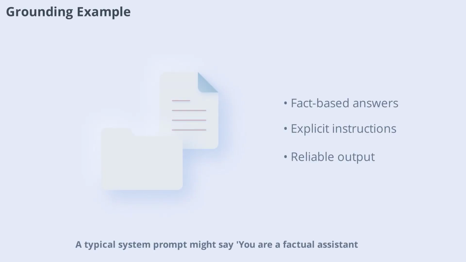A typical system prompt might say, "You are a factual assistant. Answer the user's query using only the text enclosed in context tags. If the answer cannot be explicitly derived from the text, reply with 'I do not have access to that information.'" This approach ensures that the model's responses are always grounded in verifiable data.